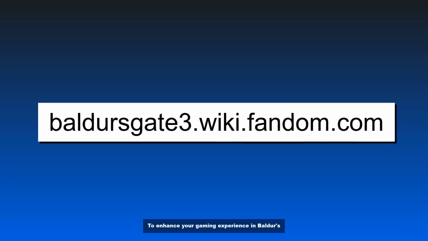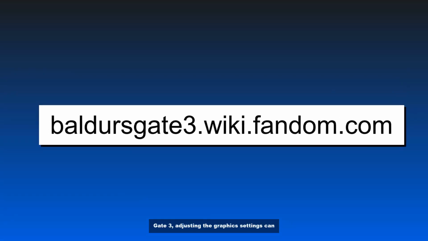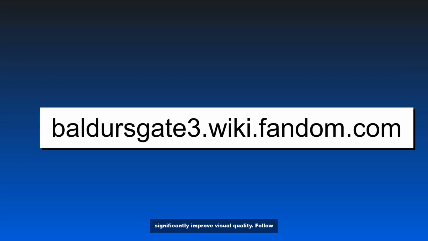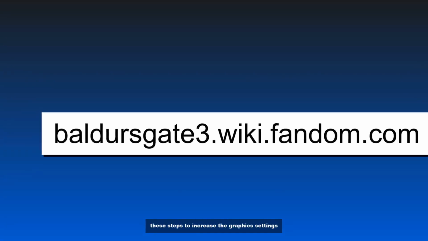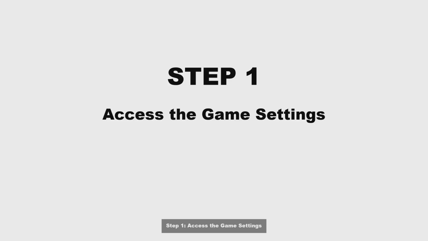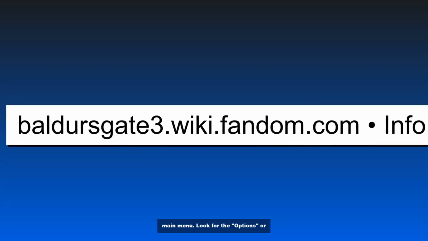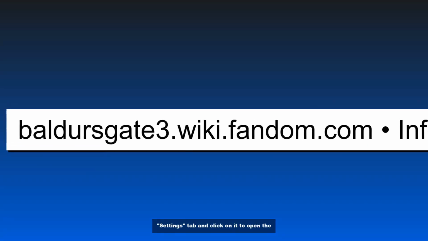To enhance your gaming experience in Baldur's Gate 3, adjusting the graphics settings can significantly improve visual quality. Follow these steps to increase the graphics settings effectively. Step 1. Access the game's settings. Launch Baldur's Gate 3 and navigate to the main menu. Look for the Options or Settings tab and click on it to open the Game Settings menu.